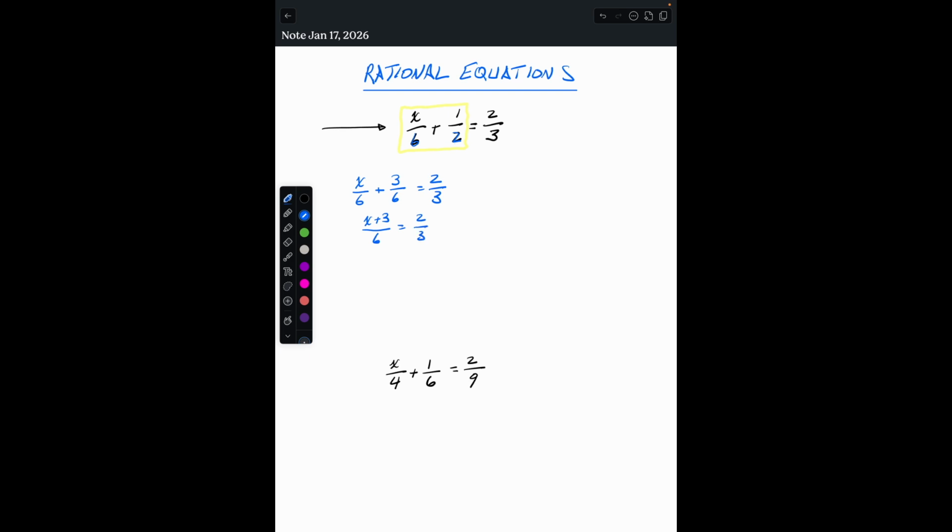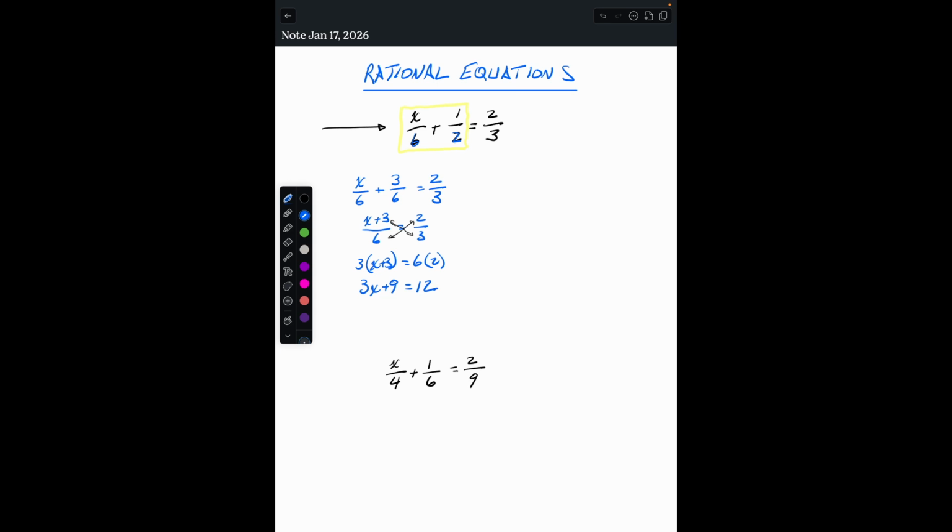And when you have a fraction equal to another fraction, the technique I like is cross multiplying. So I can multiply those crossways. I'm going to get 3 times (x plus 3) equals 6 times 2. Now I distribute the 3 in. This becomes 3x plus 9 equals 12.